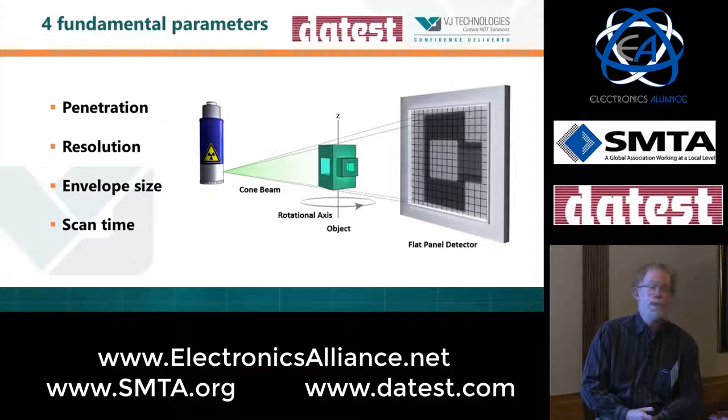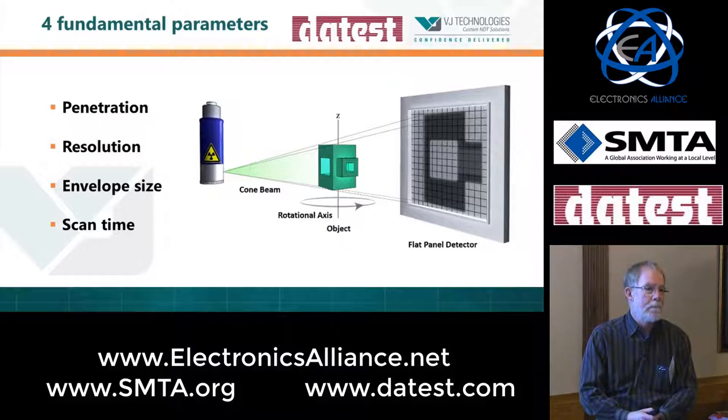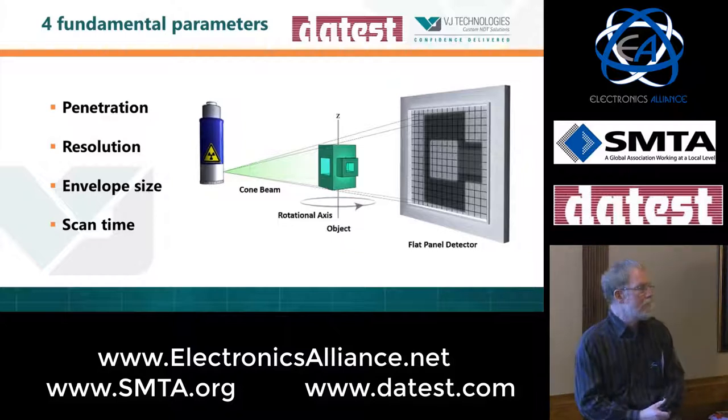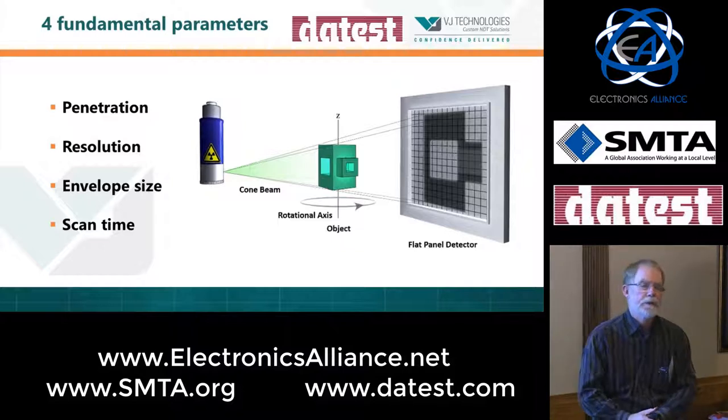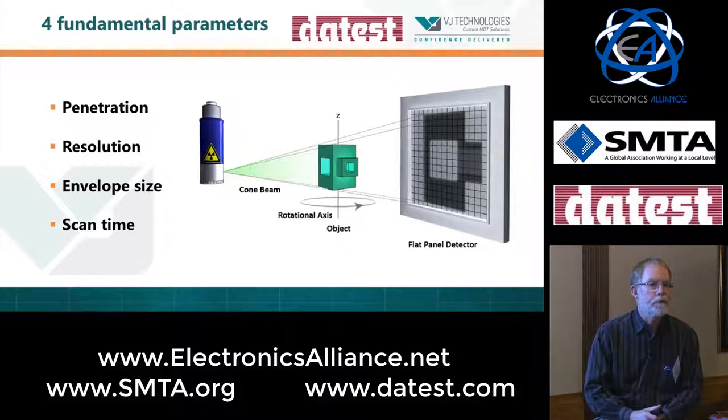We have four fundamental parameters that we're concerned with in CT scanning. Number one is penetration, number two is resolution, number three is envelope size, and number four is time. And the last one, time, is where a lot of people get hung up, because time is money and money means cost. And a lot of people shy away from CT scanning because it is more expensive than X-ray. That is true.